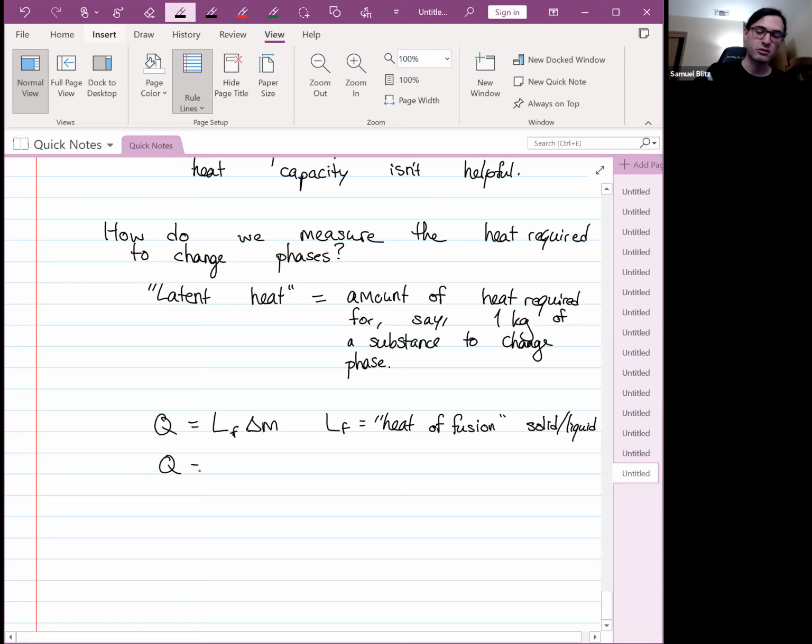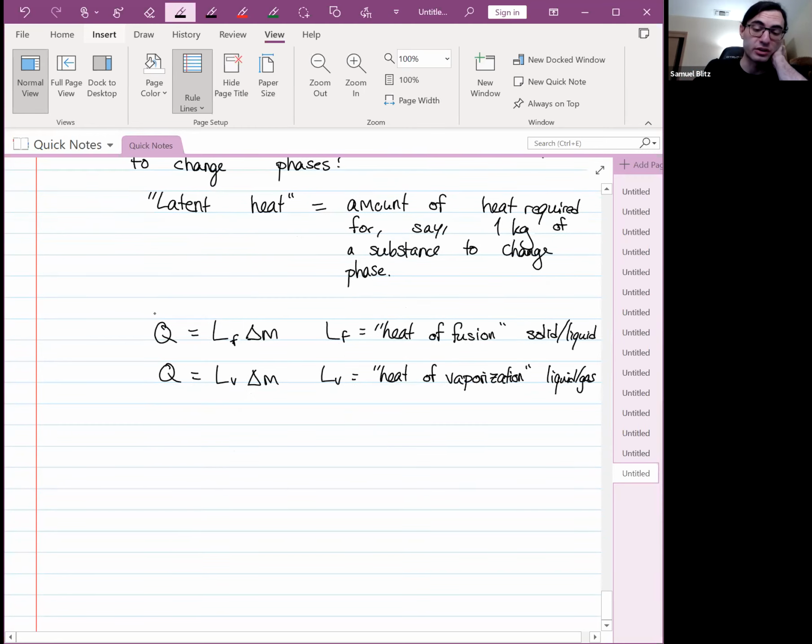And then there's the same thing, but for the liquid gas phase change, which would be LV delta M. LV is the heat of vaporization. And it's exactly as it sounds. It's the amount of heat required to go from liquid to gas, or the amount of heat given off when going from gas to liquid. Now, this tells us how much Q is. And these LFs and LVs are just material properties that you go out and measure in a lab.